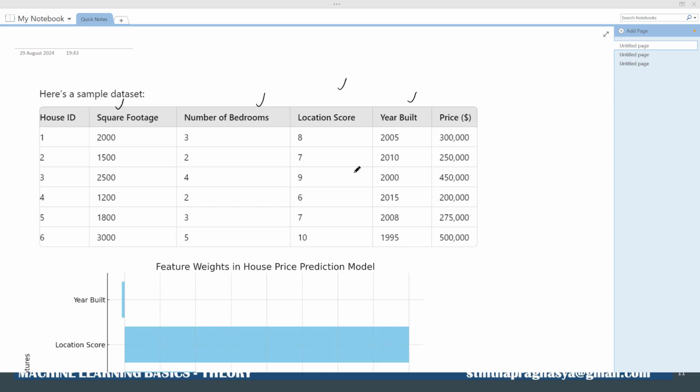And the next step would be applying the linear learner algorithm. Each house in this data set is represented by a vector of features.